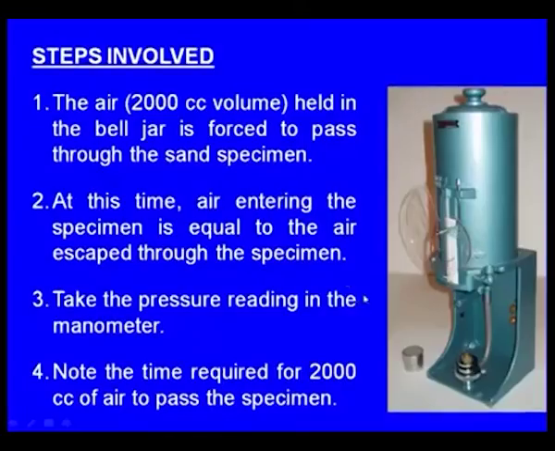What are the steps involved? A 200 cc volume of air is held in the bell jar and is forced to pass through the sand specimen. At this time, the air entering the specimen is equal to the air escaping through the specimen. Take the pressure reading of the manometer. Note the time required for the 200 cc of air to escape through the specimen. Now, permeability can be measured like this.